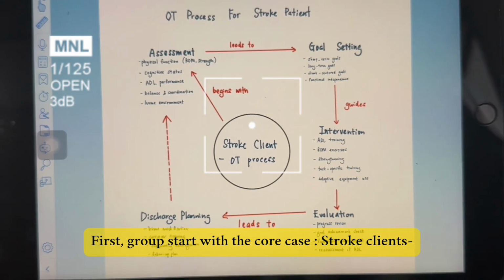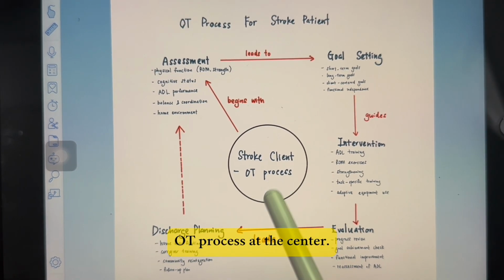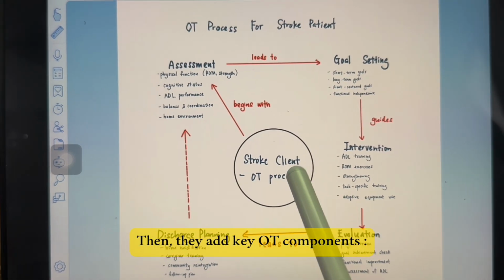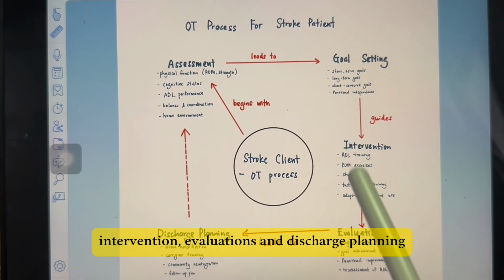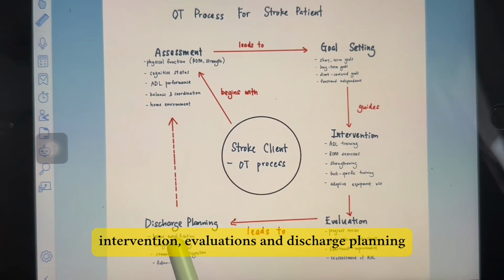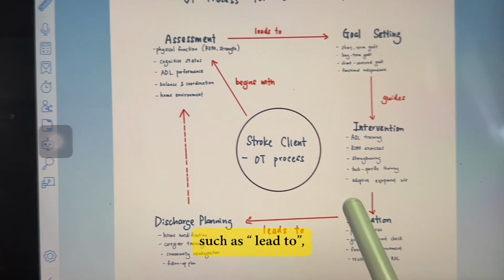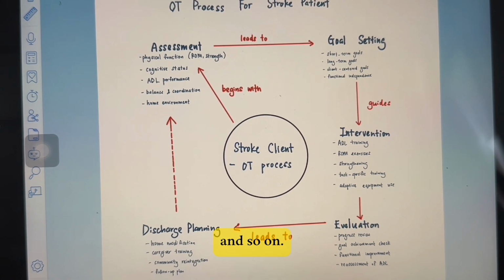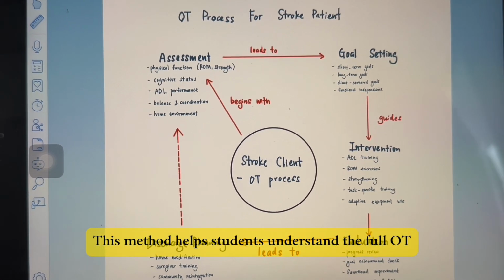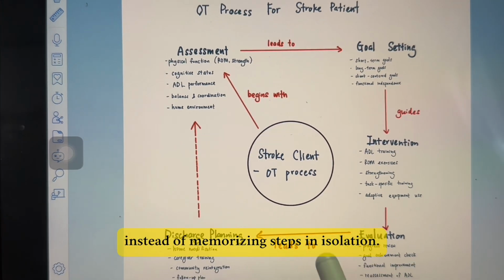First, groups start with the core case, stroke client's OT process, at the center. Then add key OT components: assessment, goal setting, intervention, evaluation, and discharge planning. Students connect all concepts using linking words, such as lead to, guides, begin with, and so on. This method helps students understand the full OT process logically, instead of memorizing steps in isolation.